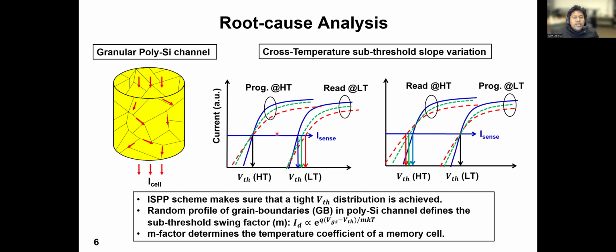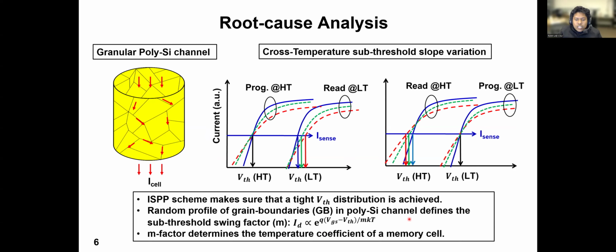But when the sensing temperature changes, like when it is read at a lower temperature, or when it is programmed at a lower temperature but read at a high temperature, this IV characteristic slope changes because of this temperature change. And why that happens is this random profile of grain boundaries in the channel, they affect the M factor, the subthreshold swing factor of the subthreshold current equation.